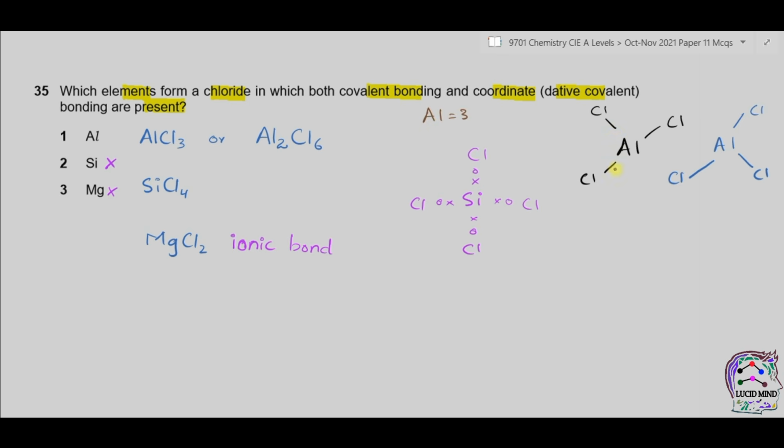Now it has bonded with 3 chlorine atoms to make 6 electrons in the outermost shell. Still the outermost shell is incomplete because the outermost shell must consist of 8 electrons. So what happens is that this chlorine will share its lone pair with this aluminum to make it stable. Similarly, this aluminum also has 6 electrons in its outermost shell now. So this chlorine will give one lone pair to make a coordinate covalent bond. So both covalent bonding and coordinate covalent bonding are present in aluminum chloride. As only option 1 is correct, therefore the answer is D.